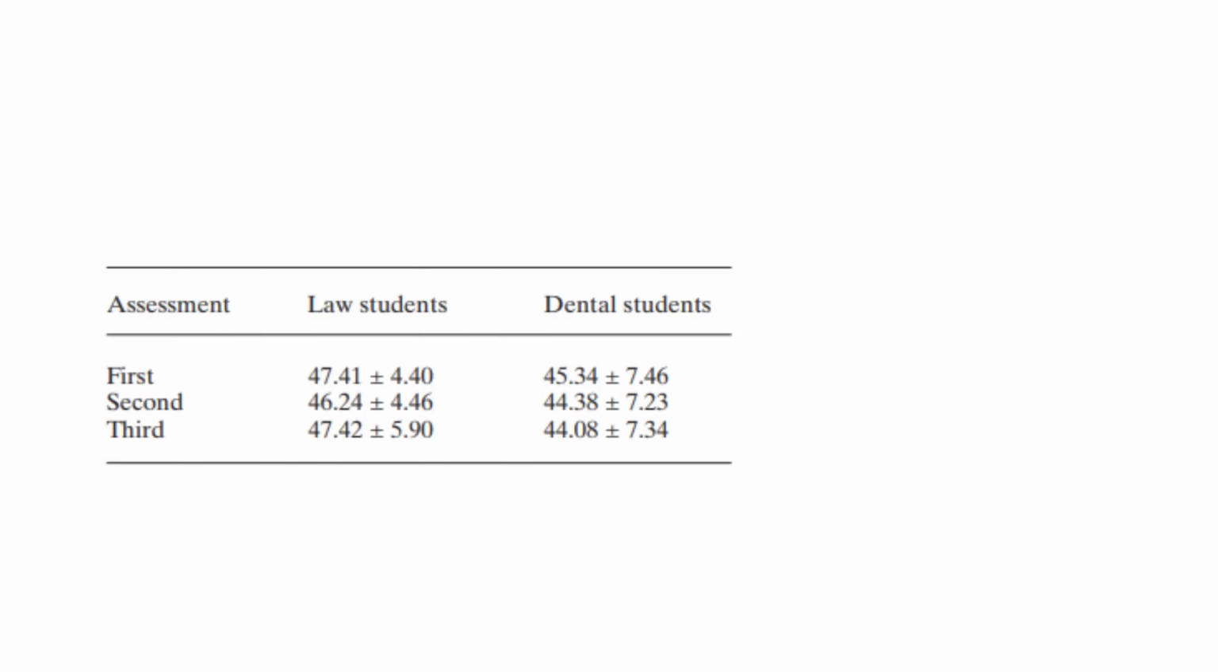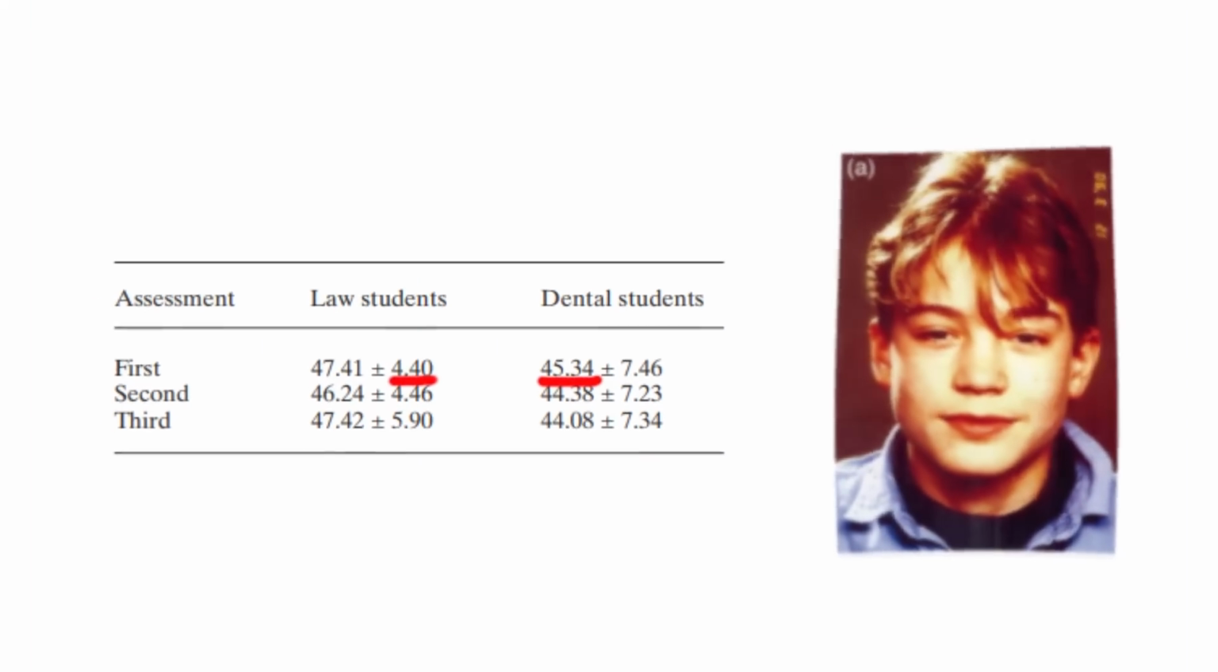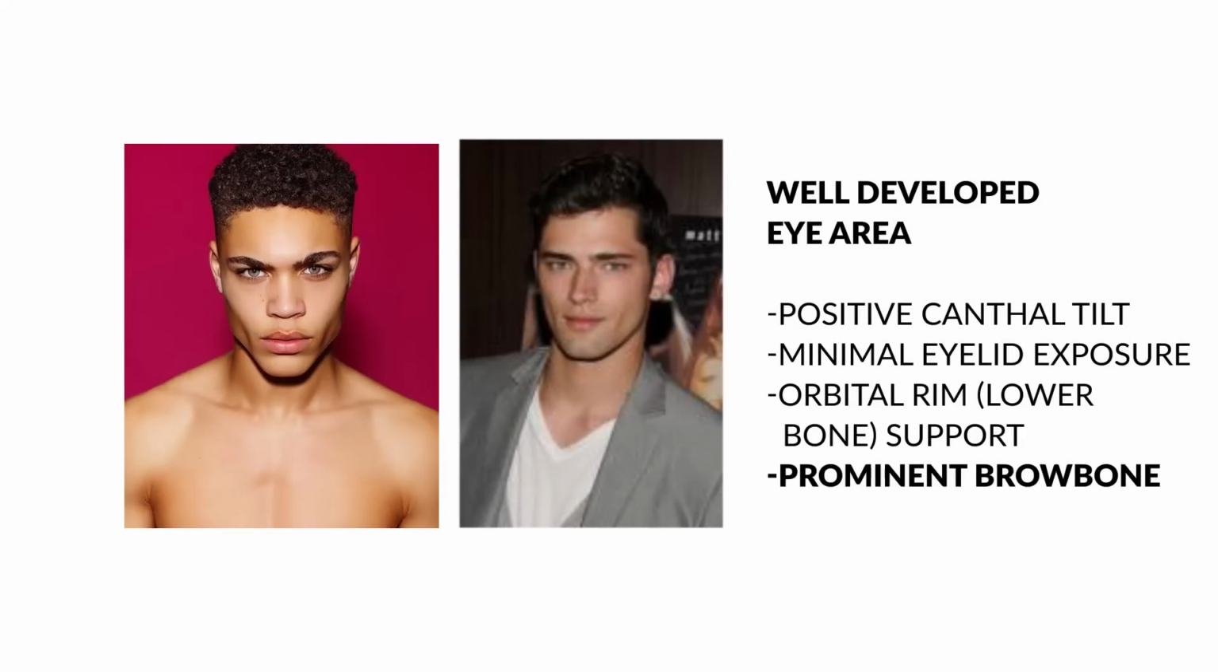Positive canthal tilt, like in the first photo, is considered universally attractive and is what many people associate as making up part of the highly sought after hunter eye look. We'll go into what makes a desirable eye area in a future video, as this is meant to focus on cheekbones.